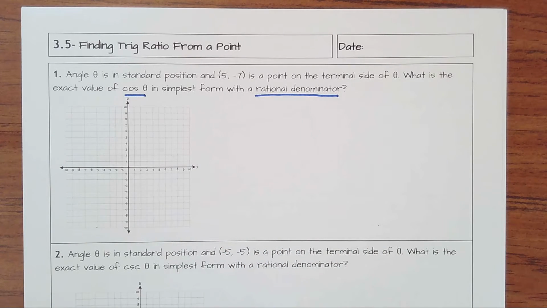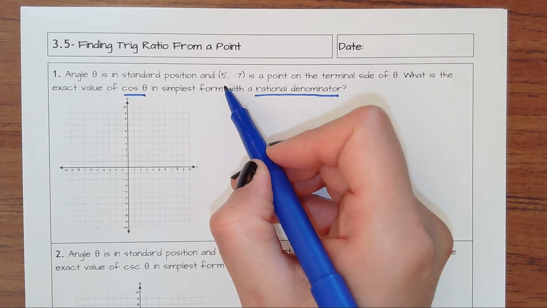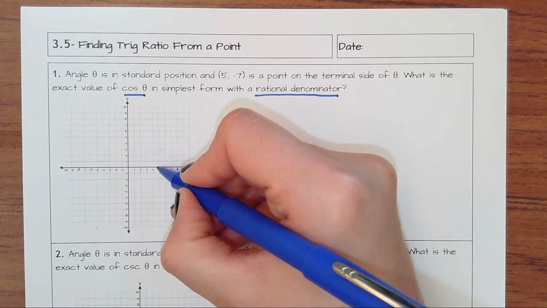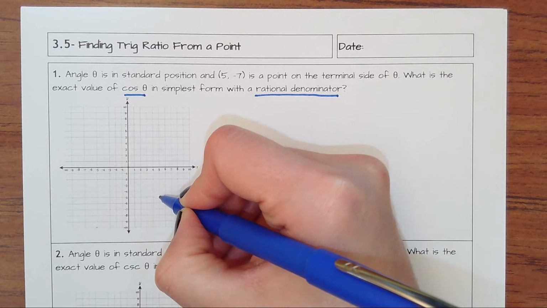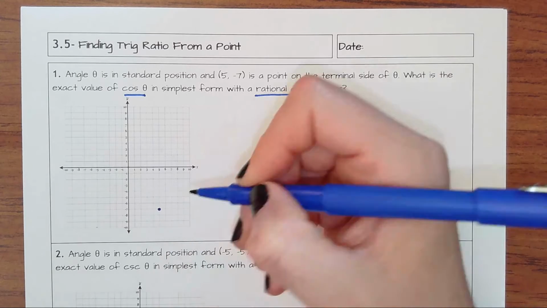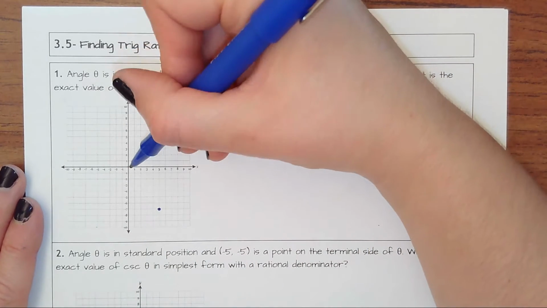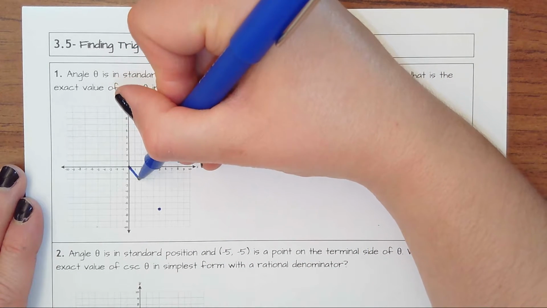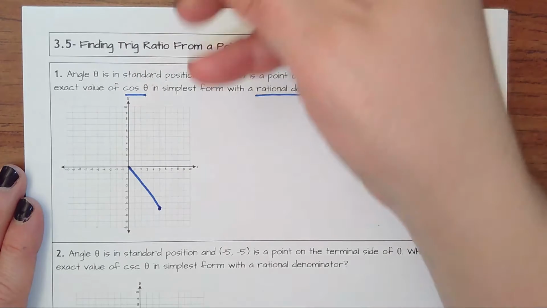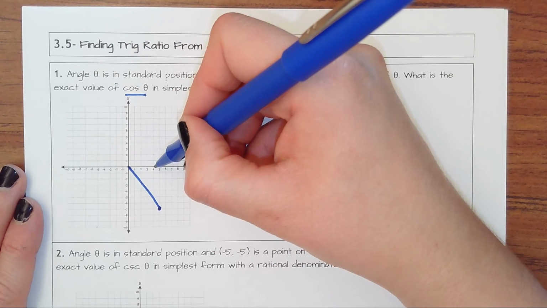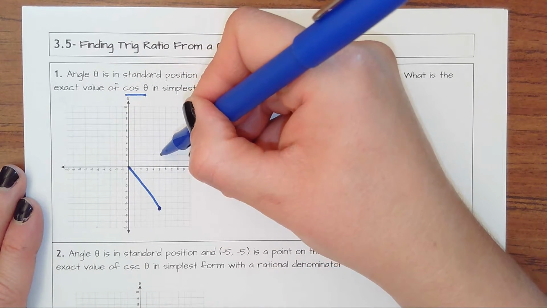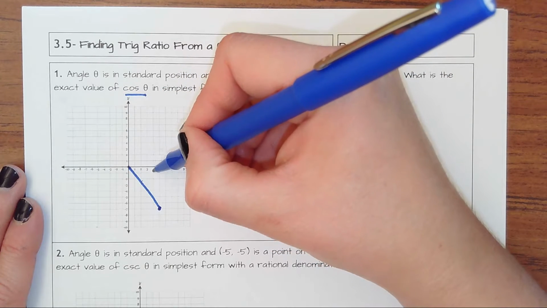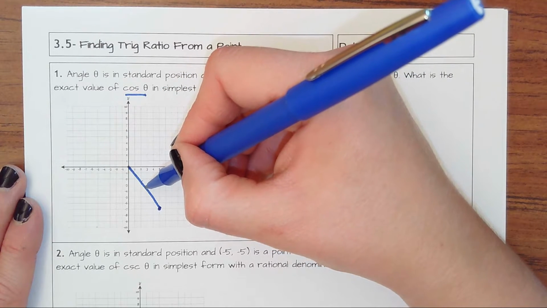So my first job would be to plot the point (5, -7). Remember, we go right 5, down 7, make a point. Then make a straight line going from the origin to that point. That is the terminal side of the ray, so we don't know whether this angle opened up this way or went clockwise this way, and it doesn't matter.